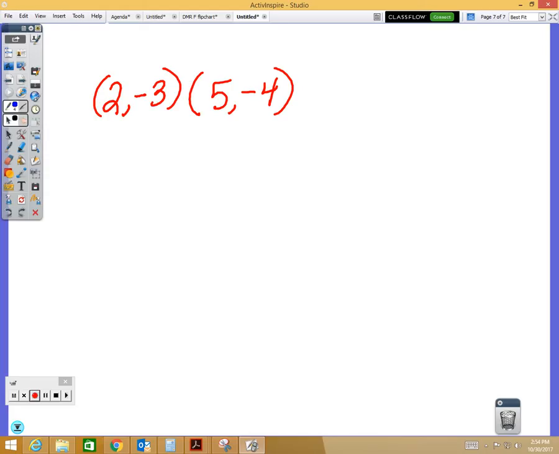Try this one. This one has negative numbers in it, so it's going to make it a little bit more challenging. Again, I highly recommend you labeling them before you get started.